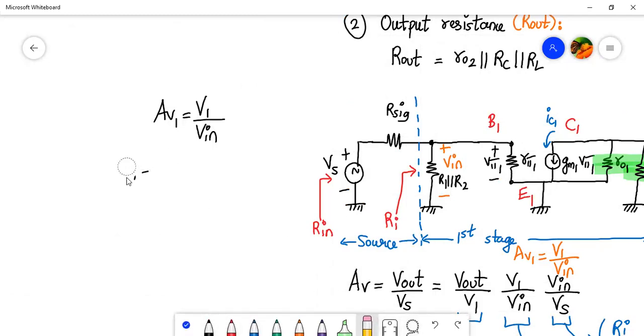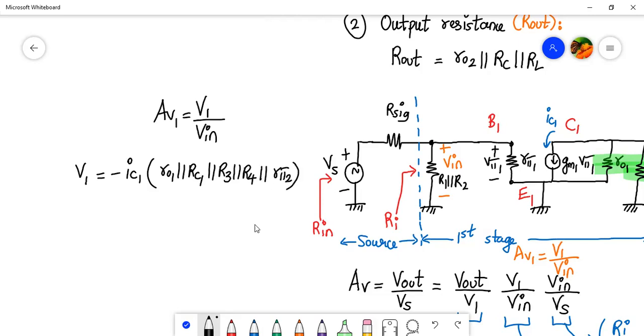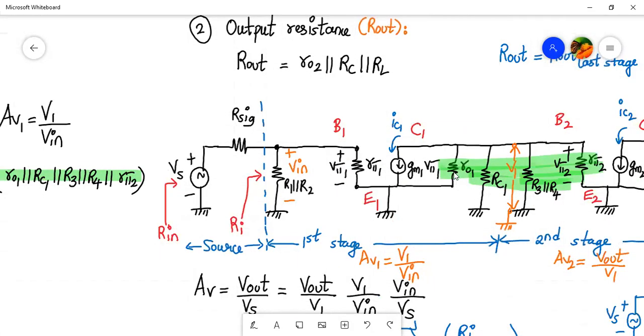So it will be V1. Let me rewrite it. V1 will be equal to minus IC1 into R01 parallel to RC1 parallel to R3 parallel to R4 parallel to R pi 2. Okay, and that is what we have representing over here. See these 5 resistances R01, RC1, R3, R4, and R pi 2. These all are in parallel.